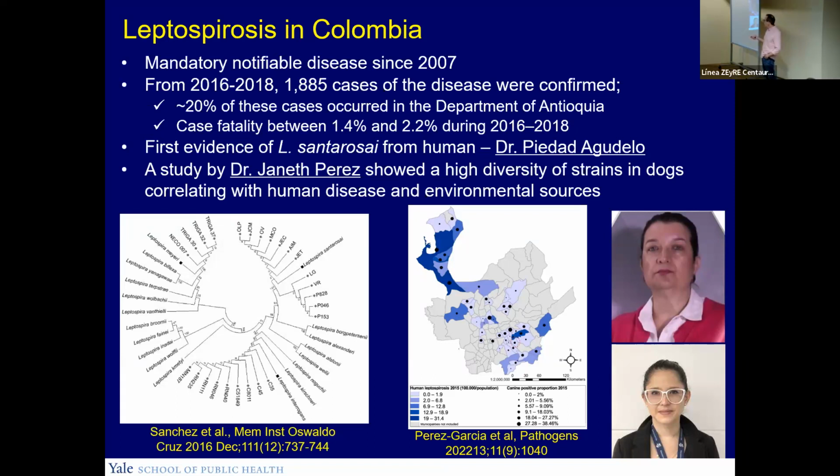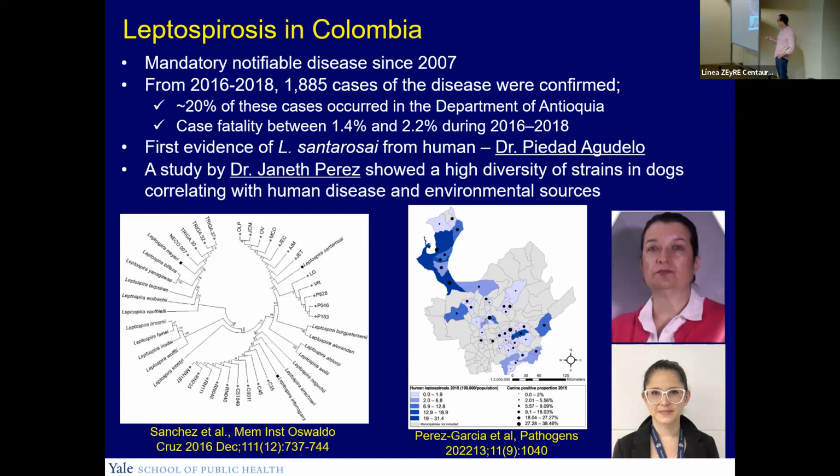This is a study done a couple of years ago showing the first evidence of Leptospira sansevieriae isolated here, but they also isolated Leptospira interrogans, which is the most common species, but also others. So there are a lot of species circulating in the country.